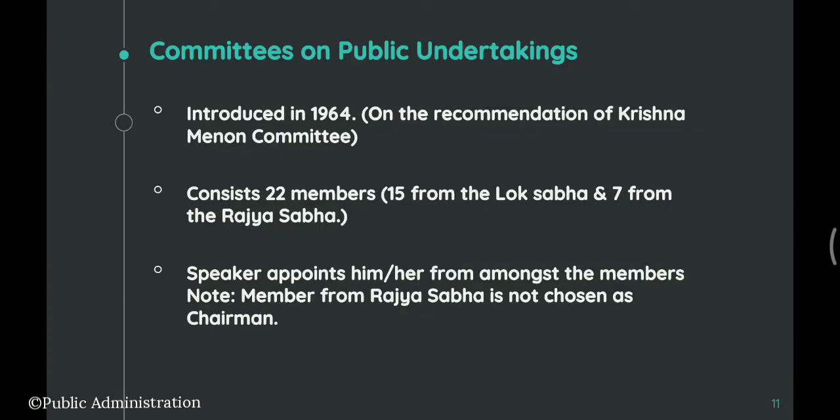And the last committee is the Committee on Public Undertakings. We already discussed the Public Accounts Committee, the Estimates Committee, and the last one is the Committee on Public Undertakings. It was introduced in 1964 on the recommendation of the Krishna Menon Committee. It also consists of 22 members, that is 15 from Lok Sabha and 7 from Rajya Sabha. The Speaker appoints the members, and a member from Rajya Sabha is not chosen as chairman. So the chairman can be from Lok Sabha, because a Rajya Sabha member cannot be a chairman. That's important.